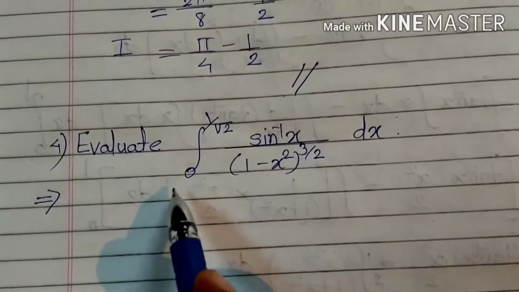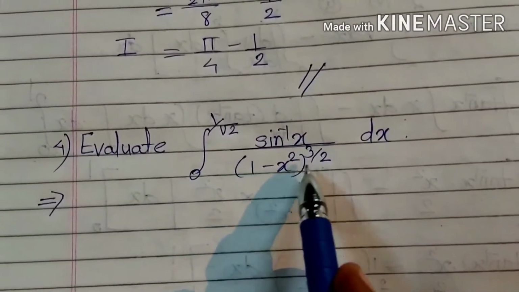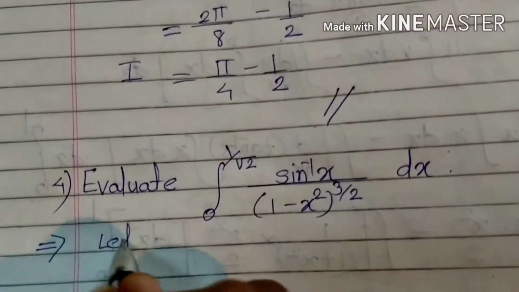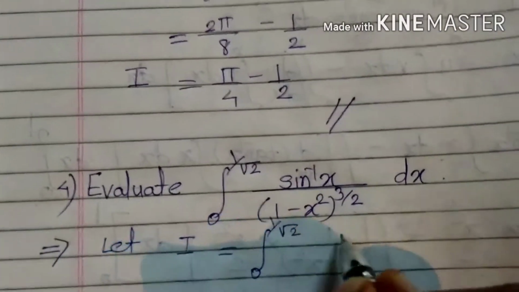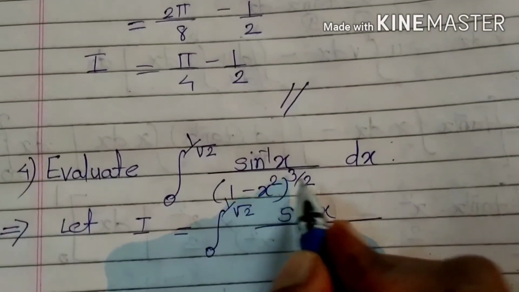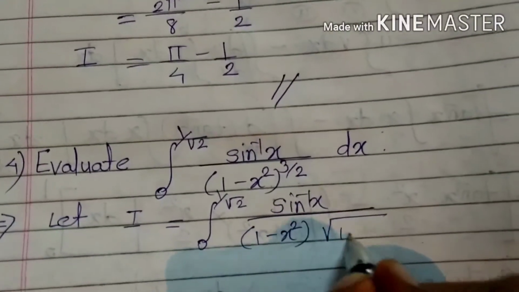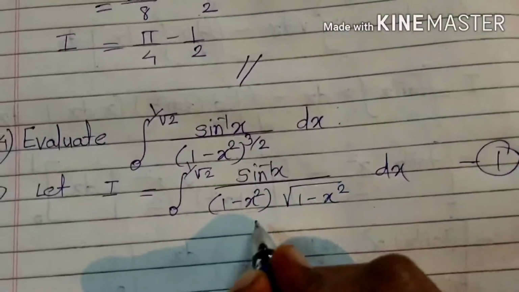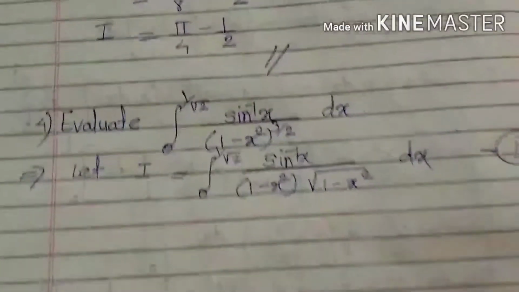Now our next example, evaluate the integral from 0 to 1 upon root 2 of sin inverse x upon 1 minus x square raised to 3 by 2 dx. So let's take its side. The integral from 0 to 1 upon root 2 of sin inverse x, and here is one small change, this is 3 by 2. So I am writing here 1 minus x square into under root of 1 minus x square into dx. Give it the equation first. It is 1 by 2 power and it is 1, so it will become 3 by 2.